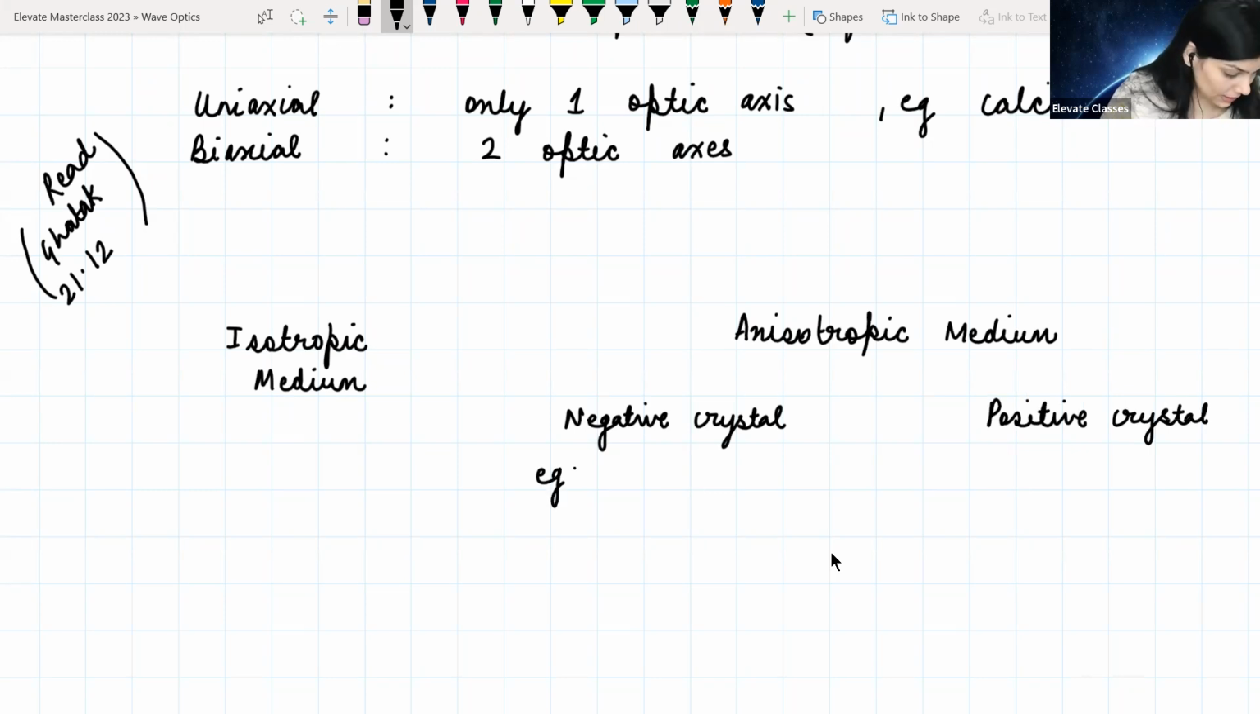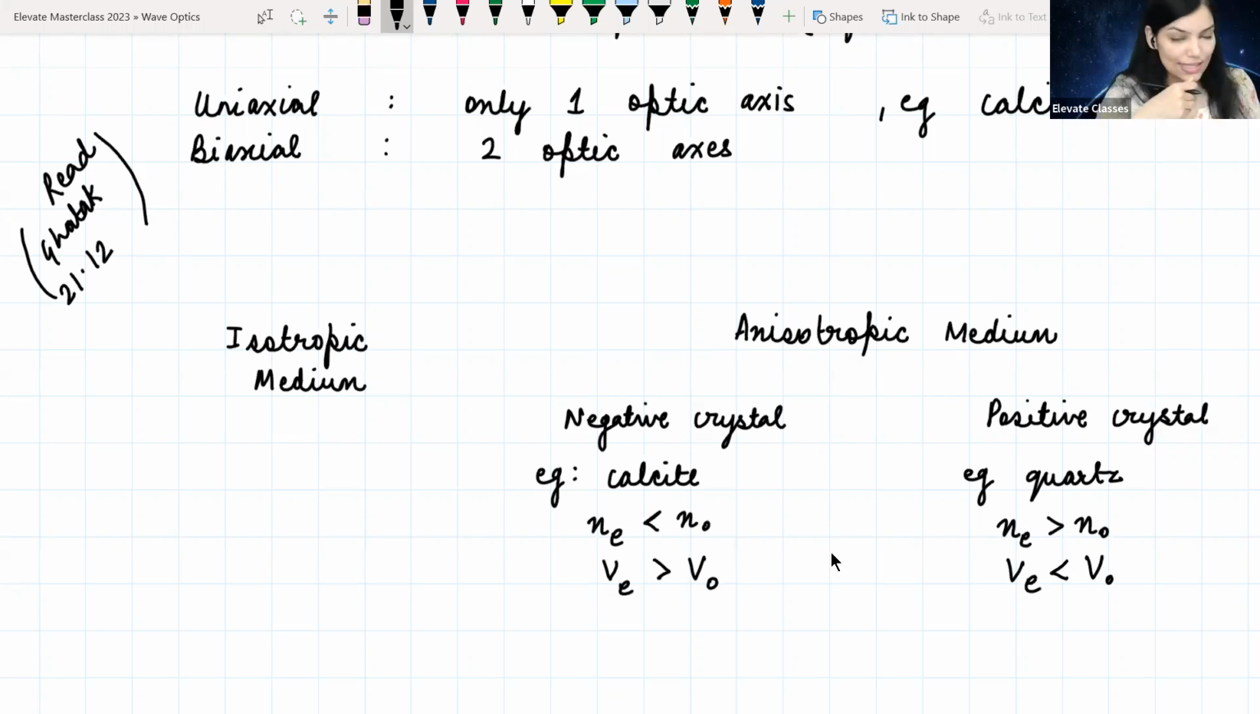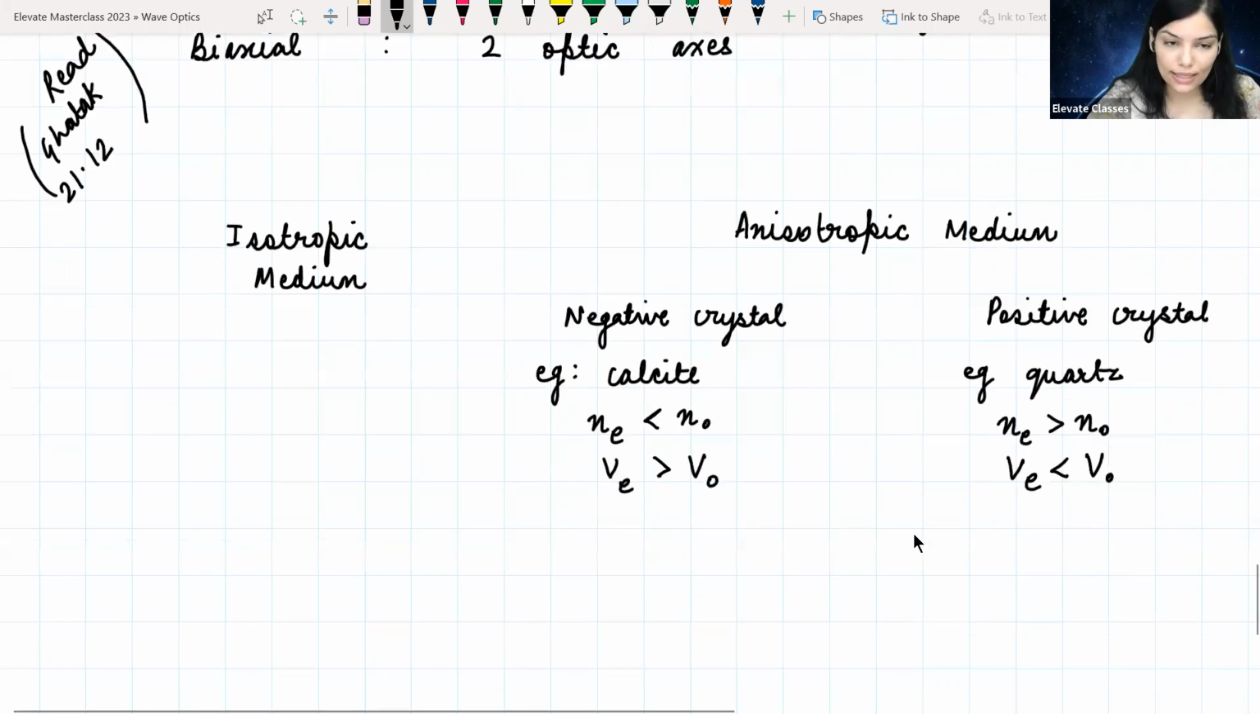So example of a negative crystal is calcite and a positive crystal is quartz. Okay, so what do I mean by negative and positive is that for a negative crystal, Ne का जो value है, it's less than N naught, and therefore the Ve is actually greater than V naught. Okay. And for a positive crystal, Ne is greater than N naught, and therefore Ve is less than V naught. So this is how we define a positive and a negative crystal.